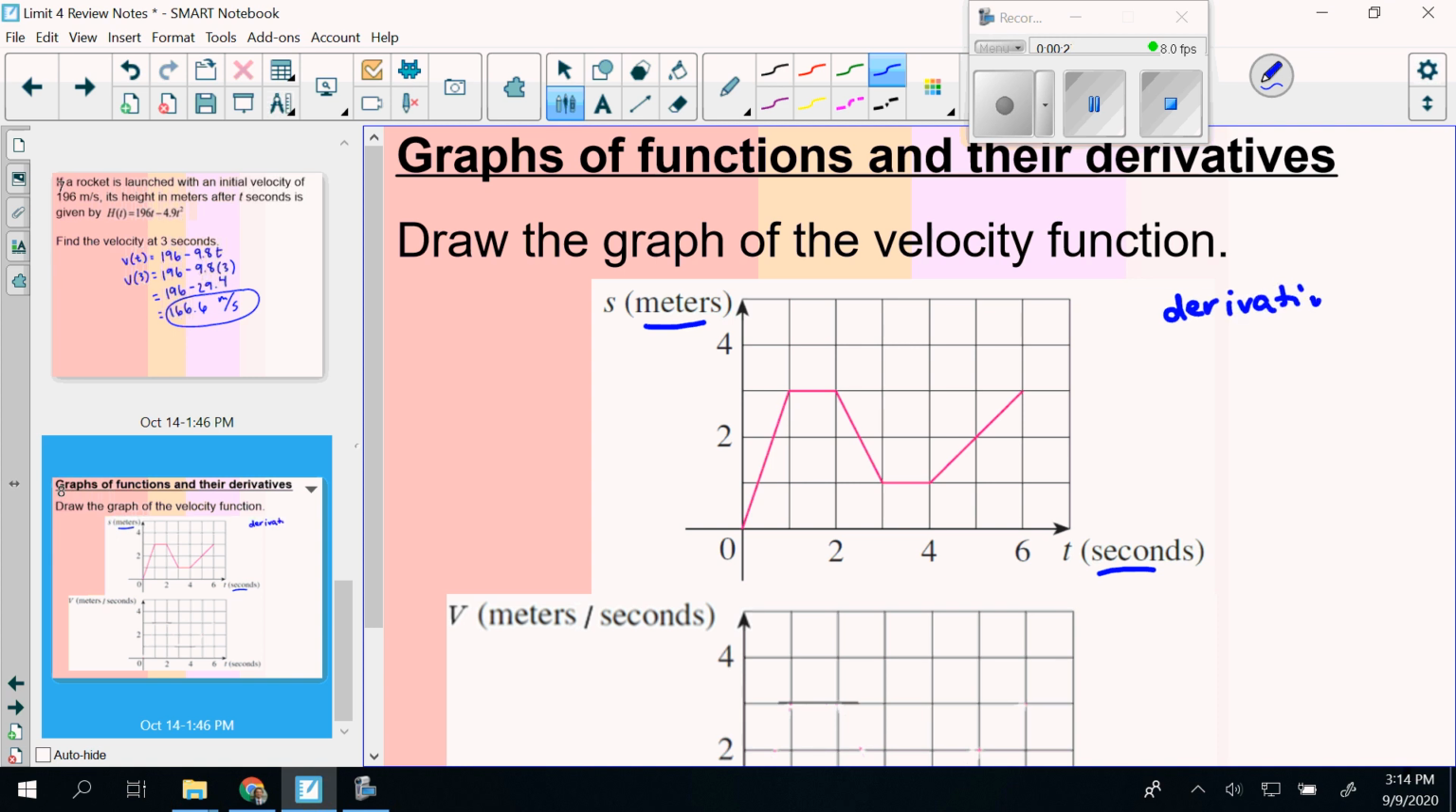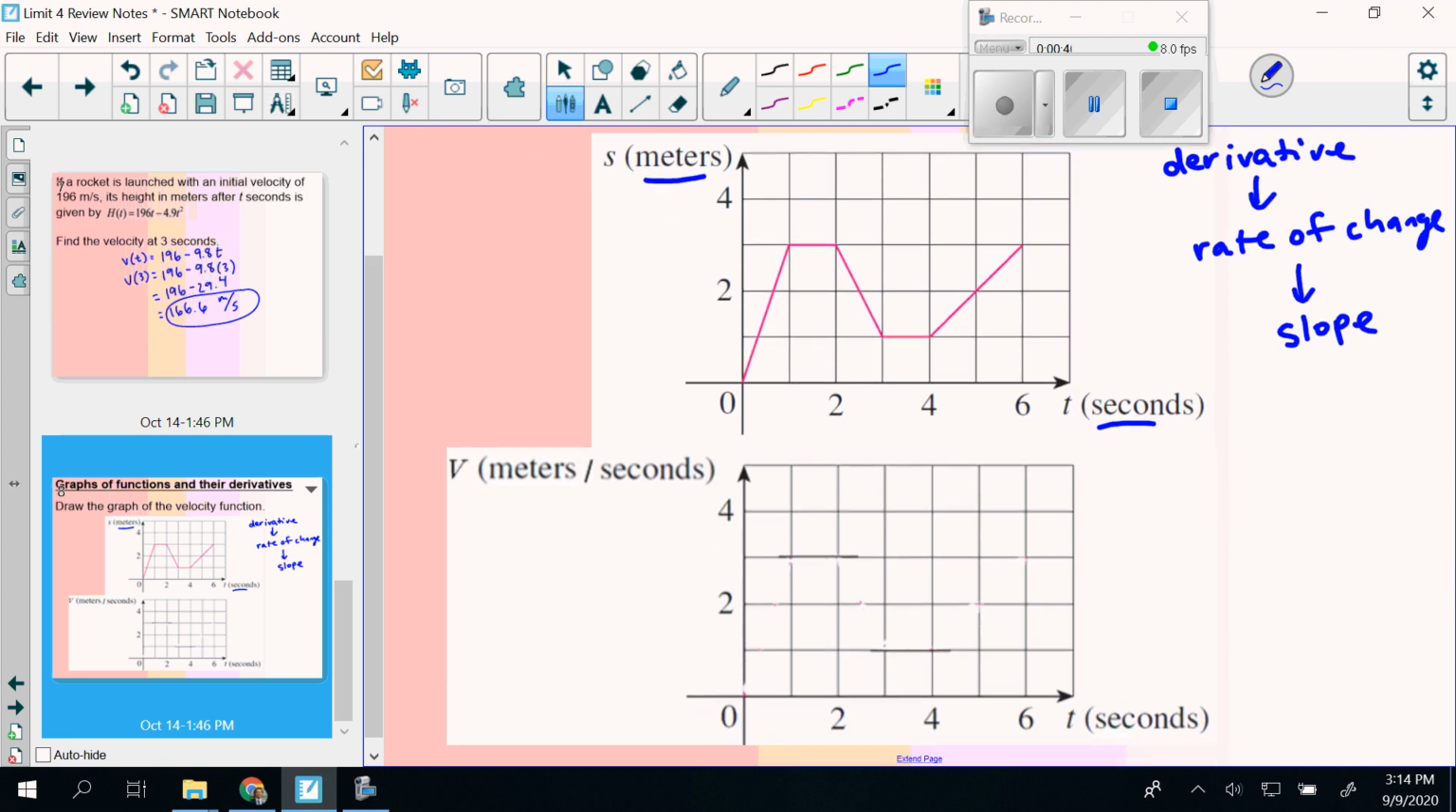graph a derivative, it's the rate of change, and if we're looking at a graph, the rate of change is the slope. And so what we're going to be looking at when we want to graph this is we're going to try to graph the slope of the position graph to get the velocity graph.